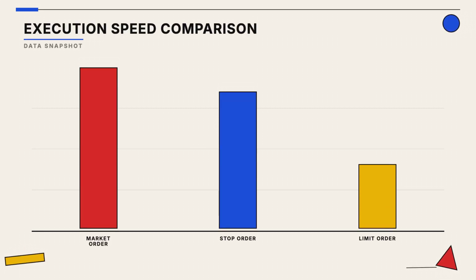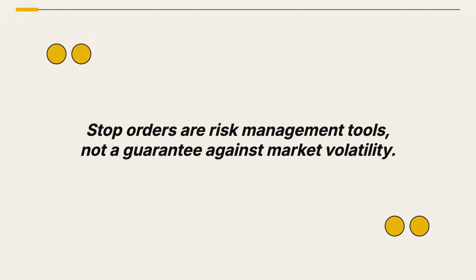Market and stop orders generally execute faster than limit orders because they prioritize getting the trade done over a specific price point. Remember that during fast-moving markets, the price you actually receive might be significantly lower than your stop price.